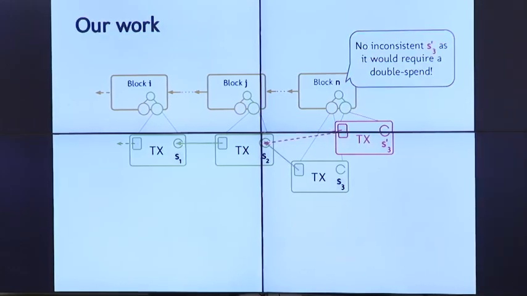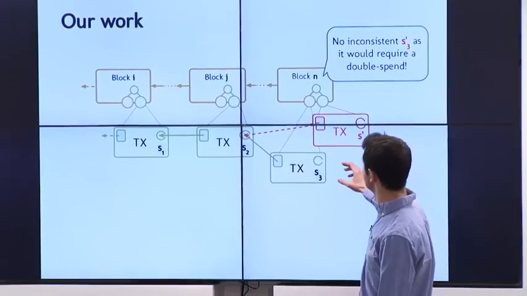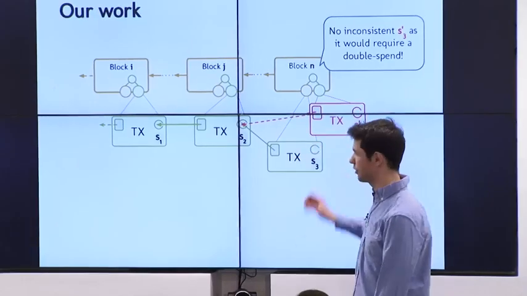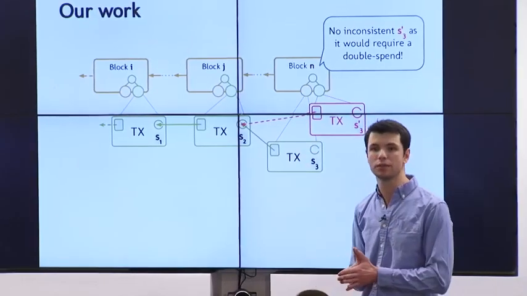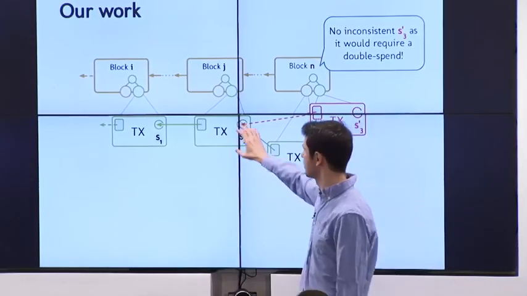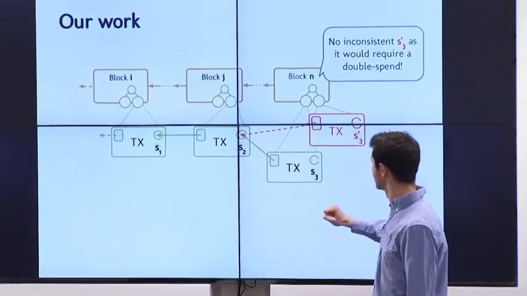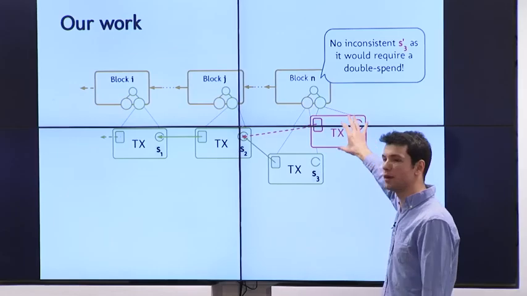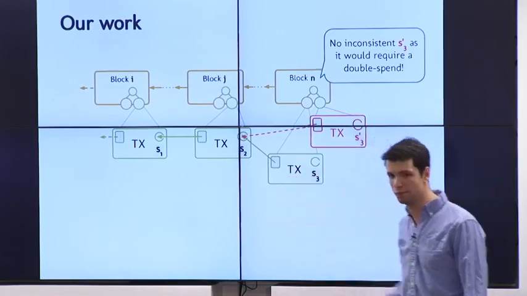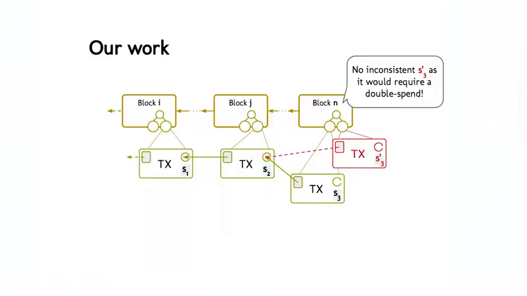So our work just says, look, instead of issuing transactions in an uncorrelated fashion, just do the following: every transaction you issue should spend the previous one. As a result, if someone wants to equivocate about the third statement, they have to double spend, like I said before.